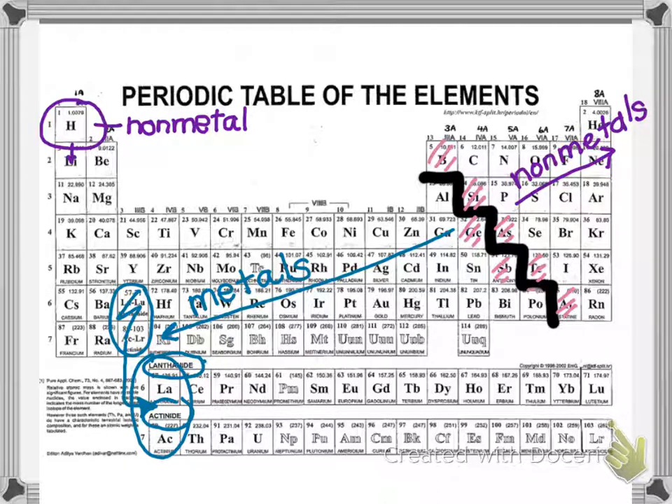Now some books include polonium. Your book doesn't, so I like us to be consistent, and so we won't include that. However, if on an exam I accidentally put polonium and you included it as a metalloid, I would be okay. Now one that is not a metalloid, that is on the stair-step line, is aluminum.